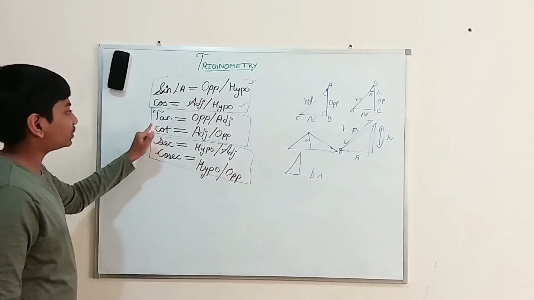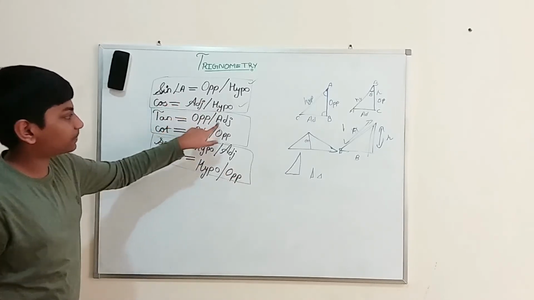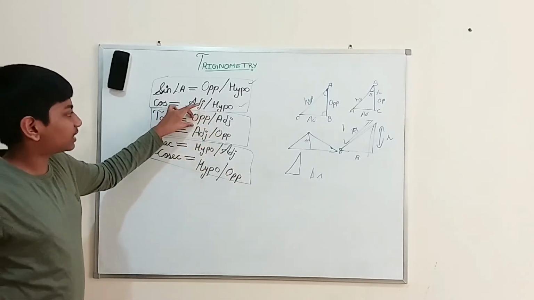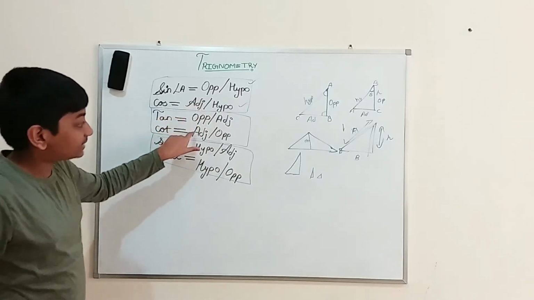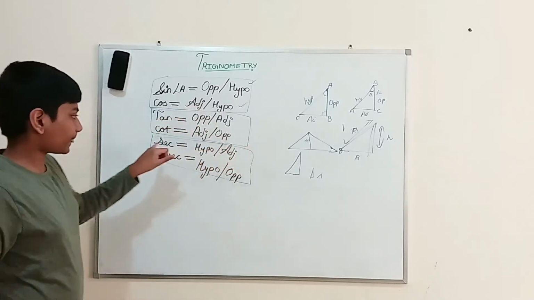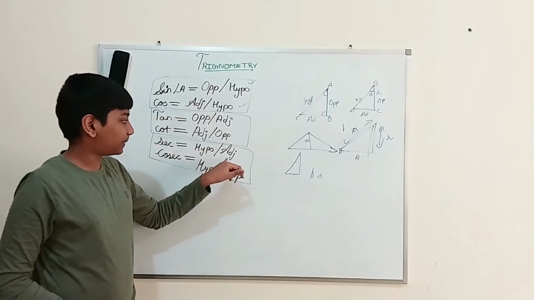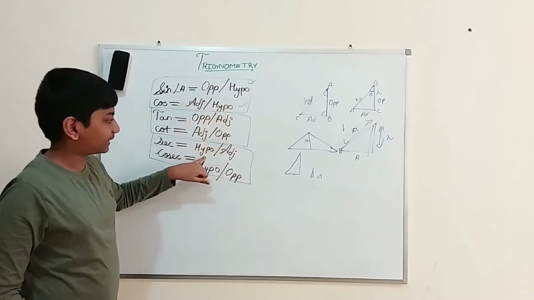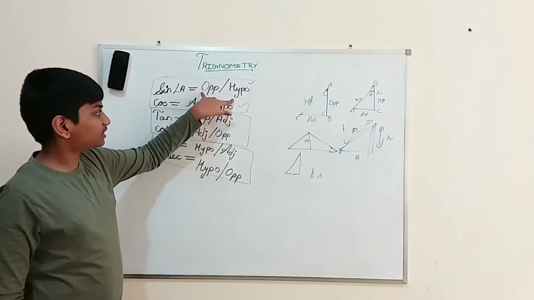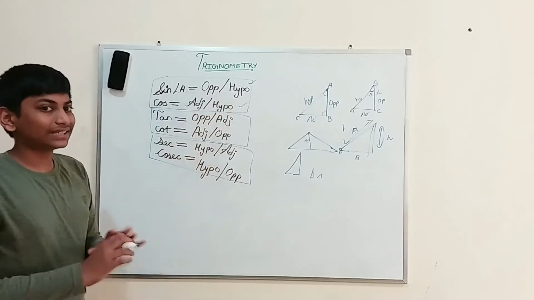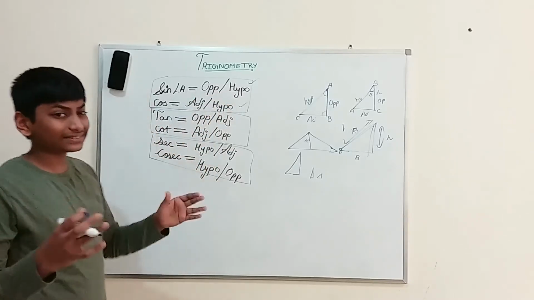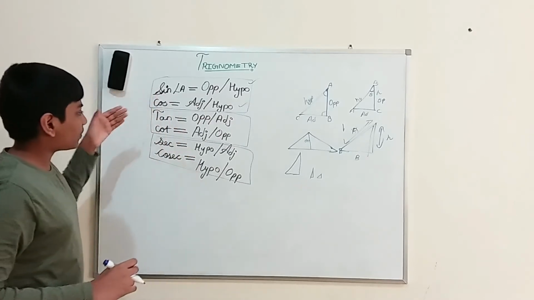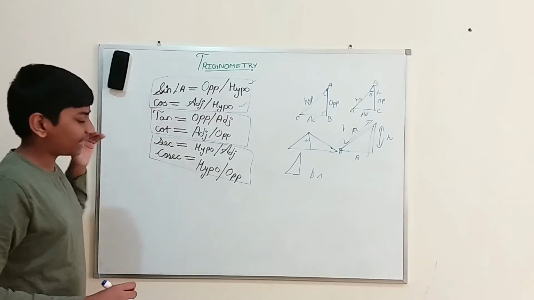Same for tan and cot. This is opposite by adjacent, right? So we are just reversing it like that. So I'll get adjacent by opposite. And another one is hypotenuse by adjacent. So when I reverse this one, I'll get this one. This is how to easily remember the sine, cos, tan, cot, secant and cosecant.